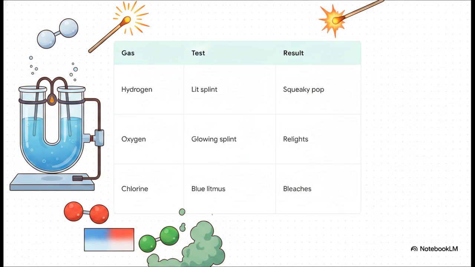And if your anode produced chlorine gas, hold a piece of damp blue litmus paper near it. It'll briefly flash red because it's acidic, and then the chlorine will completely bleach it stark white.